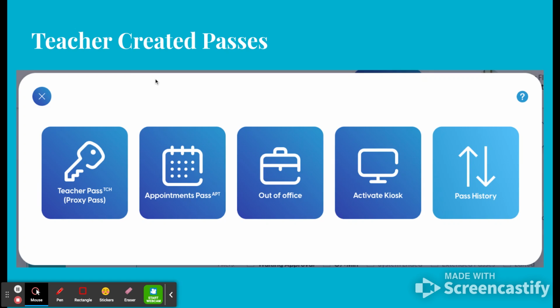And then here's teacher created passes. You'll see this at the top of your screen. You can check your past history. I'm not sure what Activate Kiosk is, so we're just going to skip over that. Out of office, you can set your out of office times. For example, I always put my planning time off every single day, so that others will know that students cannot be sent to me during that time.